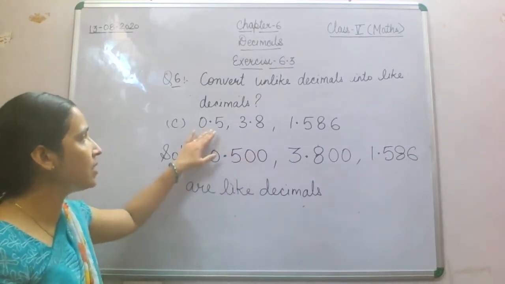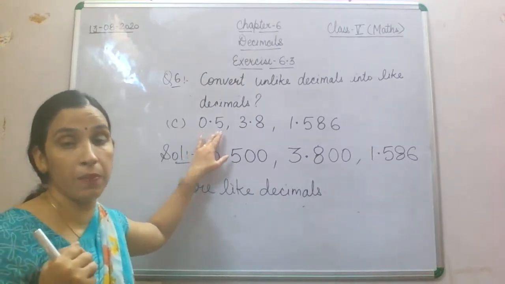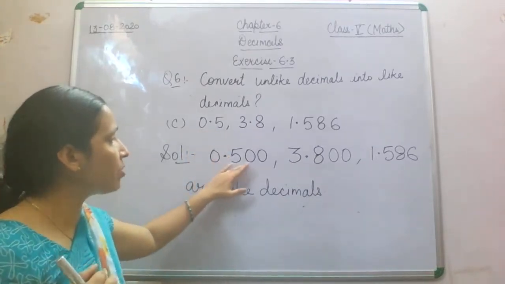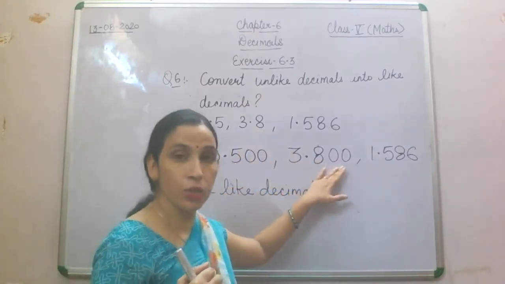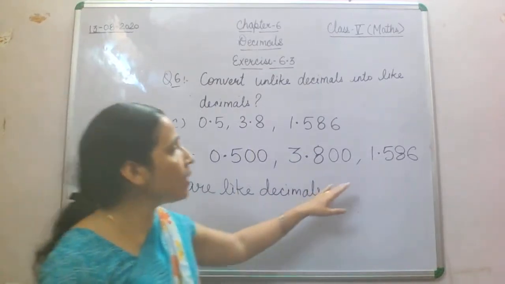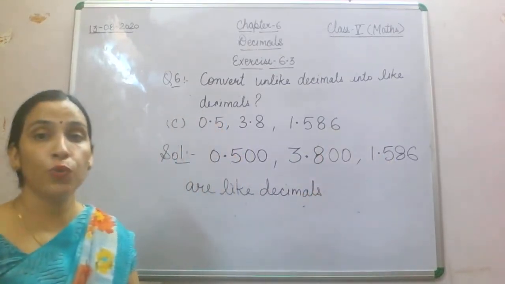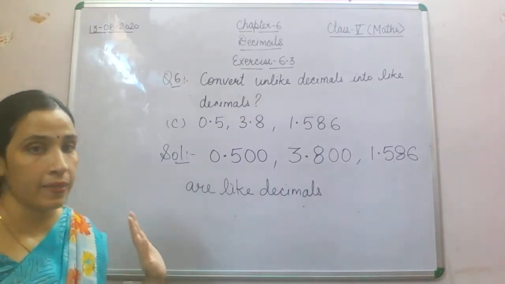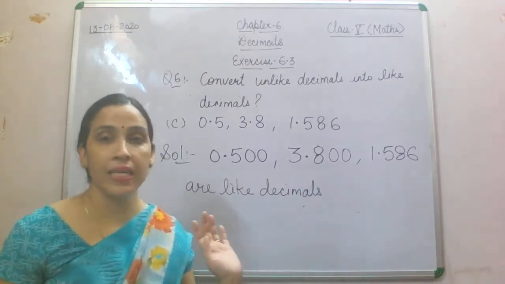0.500. It means after 5 we will add 2 zeros, so that it will become 3 decimal places. And then after 8 we will add 2 zeros, so that it will become 3 decimal places. And 1.586 already has 3 decimal places, so we are not going to add anything. Now this group will become your like decimals.